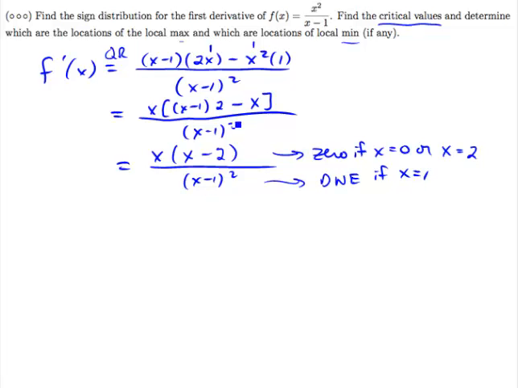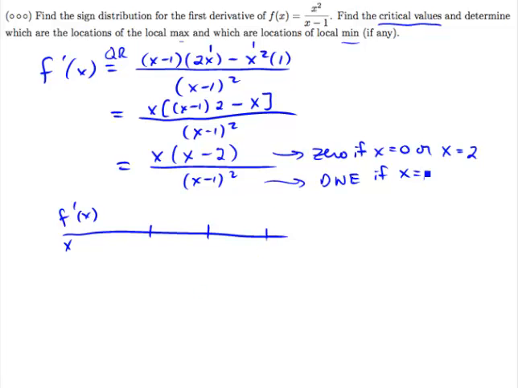And again, that could have been predicted as a DNE point from the original form. The function has no function value at x equal 1, so it's not going to have a slope there and therefore not a derivative. So I'm now ready to construct my sign distribution. The function that I'm finding the sign distribution for is f prime. So the signs of the values I'll put on the top of this line, and on the bottom of this line I'll put the x values.